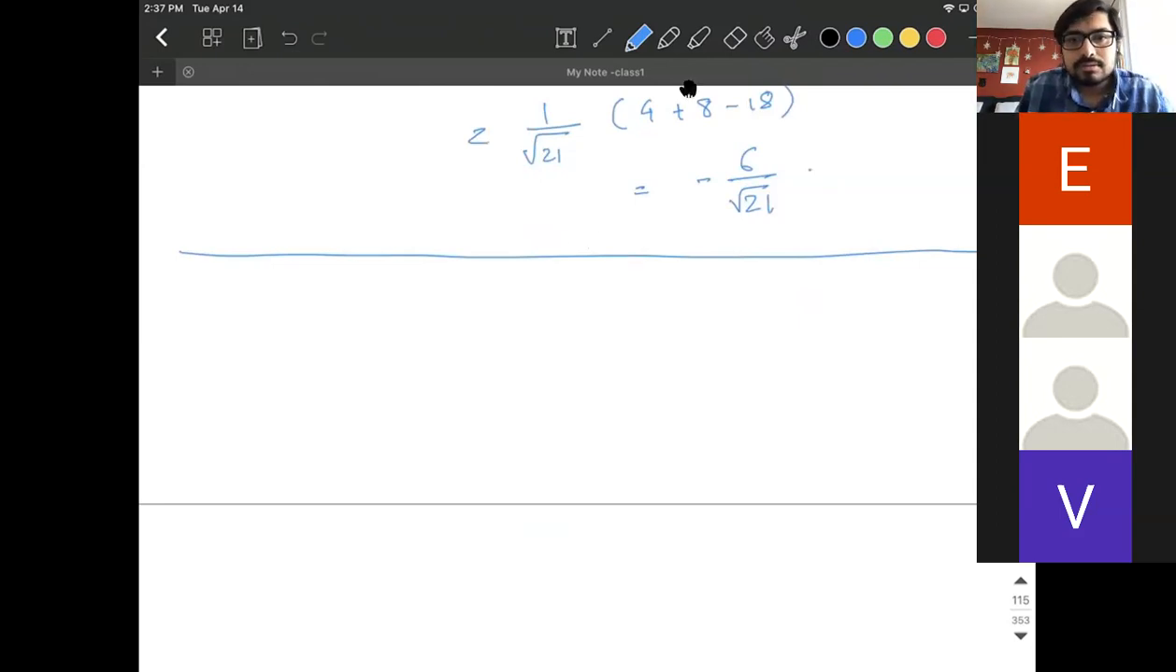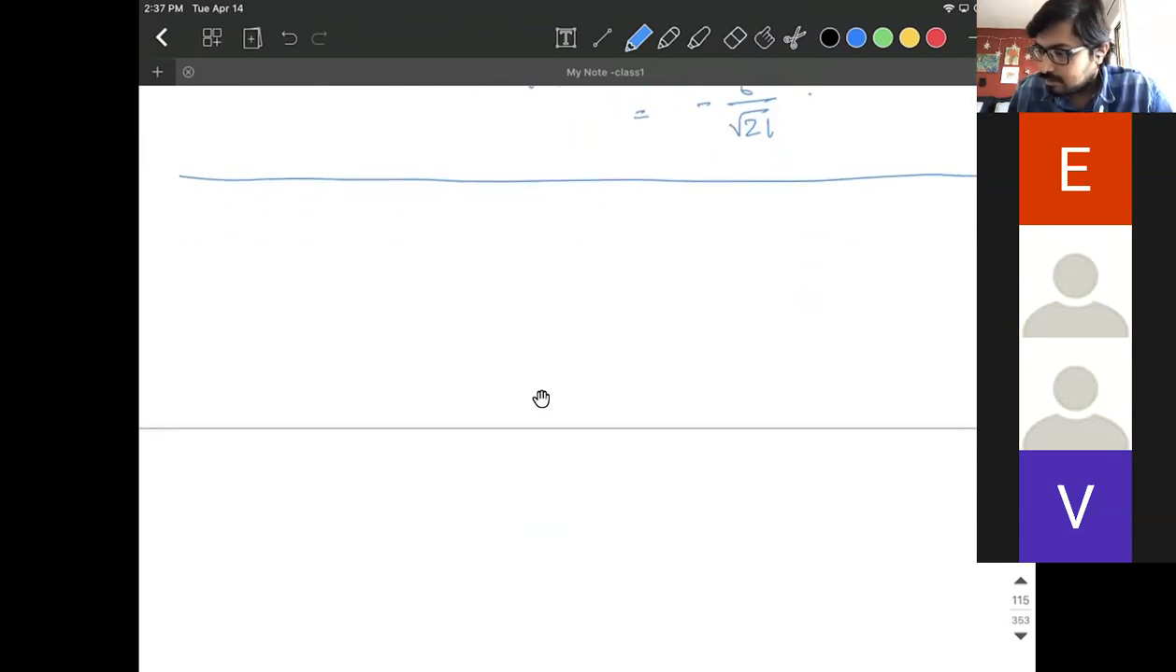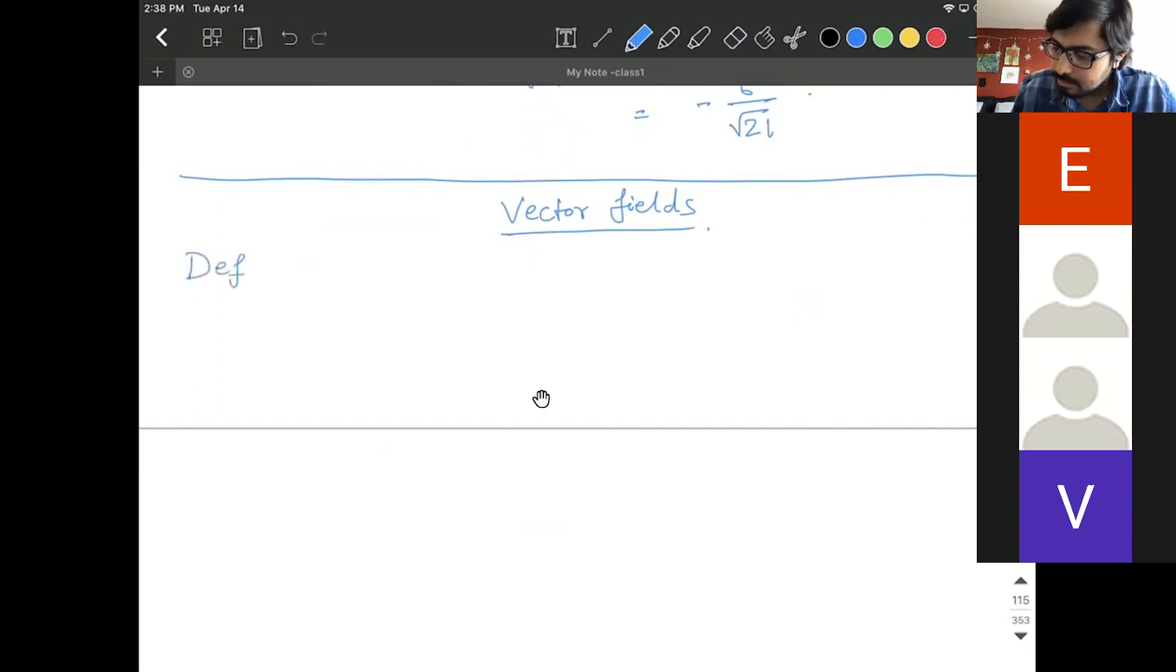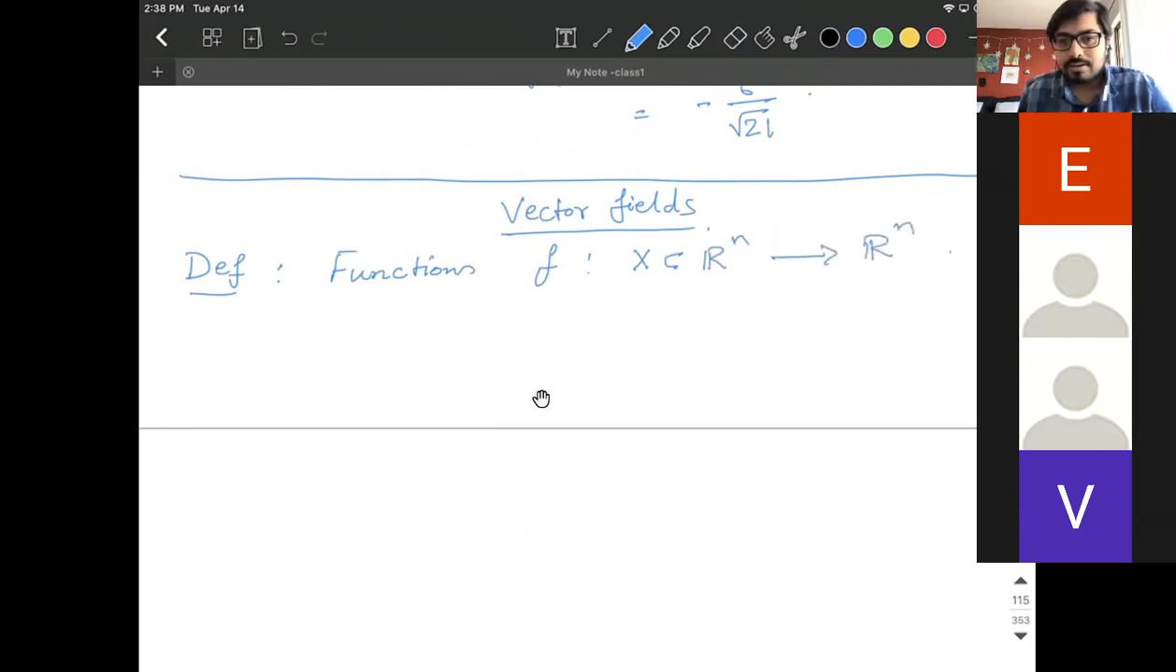Let's move the chat. Okay, but the main topic for today is vector fields. So what are vector fields? The definition is very simple. They are just functions, nothing else. They are just functions from a subset of Rn to Rn. That's it.